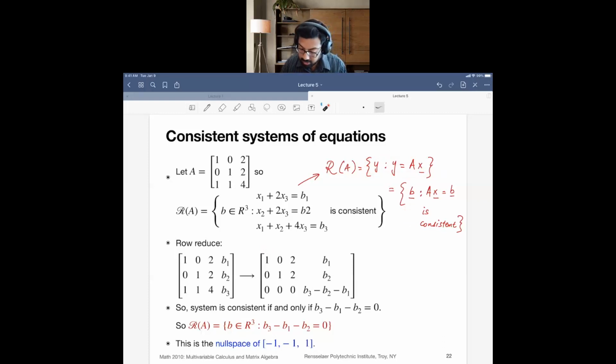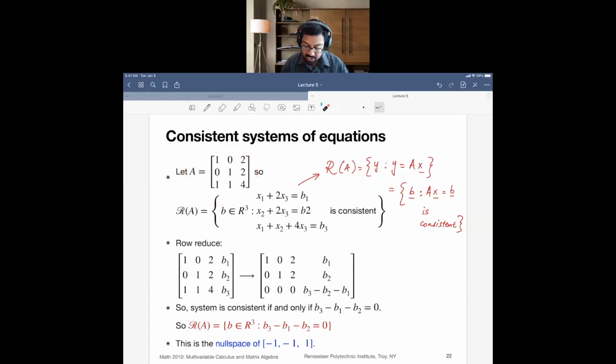So we know that the criteria over here is that thing should go to 0, and that is going to define my range. So the range of A becomes all B's in R cubed so that B3 minus B1 minus B2 is 0. So that is going to be the range that satisfies the range of A for A being this and the system of equations to be consistent.